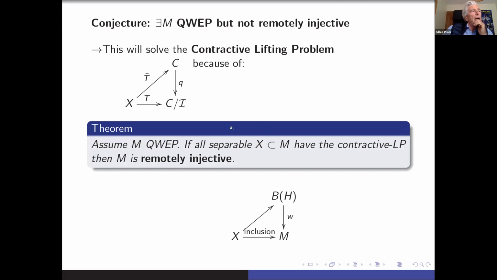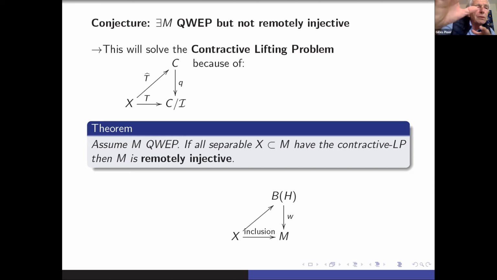Because I have a theorem, a conditional theorem, which is not really difficult, by the way, but it's in the same style as the previous results. It says that if we have a QWEP von Neumann algebra M, a quotient of B(H), and if all separable subspaces X have the contractive lifting, so X, a separable subspace, lifts, then M is remotely injective.